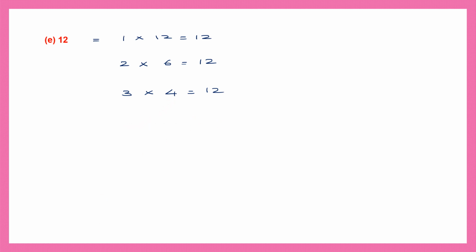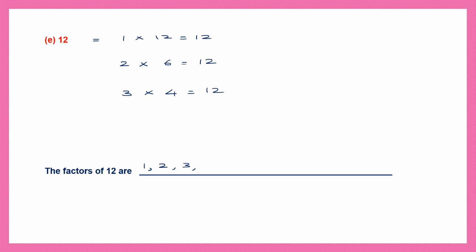So now, what are all the factors of 12? 1 and 12, 2 and 6, 3 and 4. So let's write that down in order. So we have 1, 2, 3, 4, 6 and 12. These are all the factors of 12.